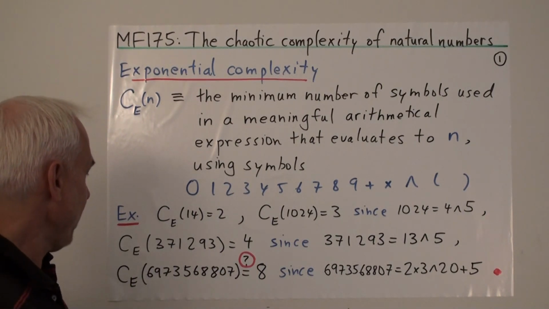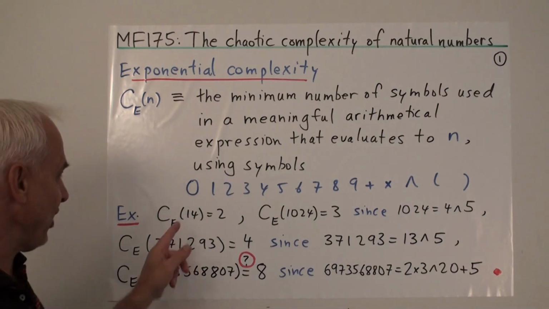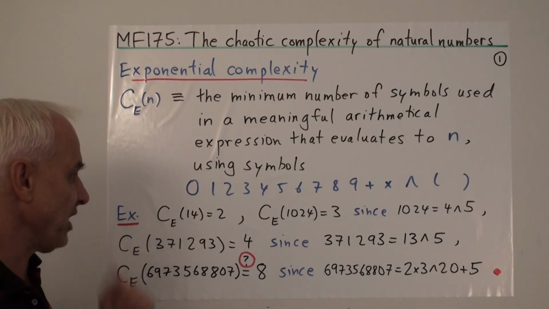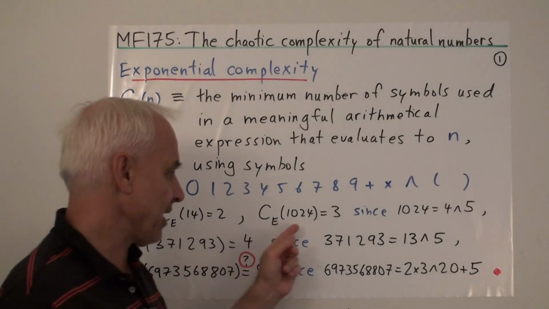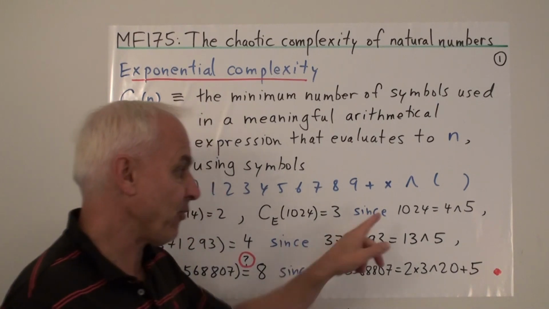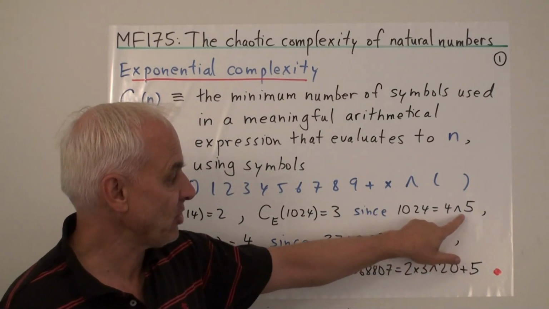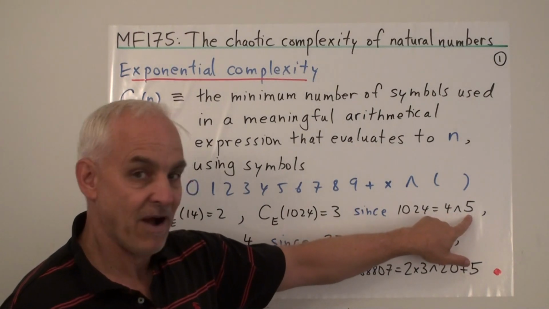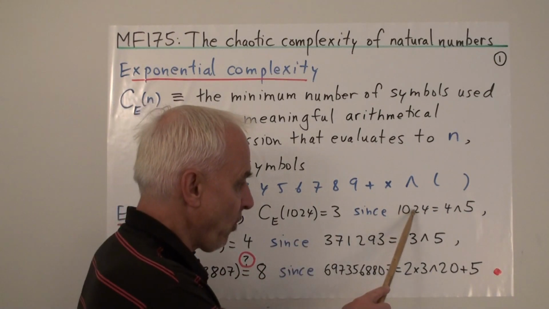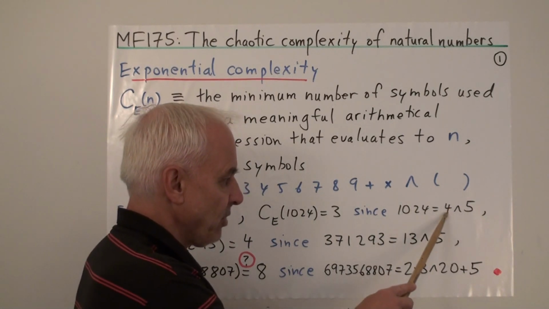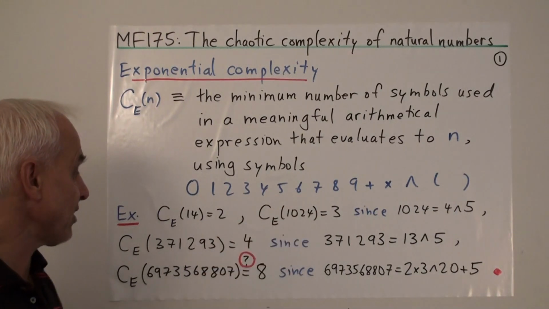So, for example, the exponential complexity of 14 is 2, because it takes 2 digits to write 14. For 1024, we saw its complexity was 3, because we could actually write it in this slightly more efficient way by using the exponential sign. So 4 exponent 5 is another way of writing 1024. Instead of using 4 digits to express it, we're using 3 digits to express it. So its complexity in this framework is 3.